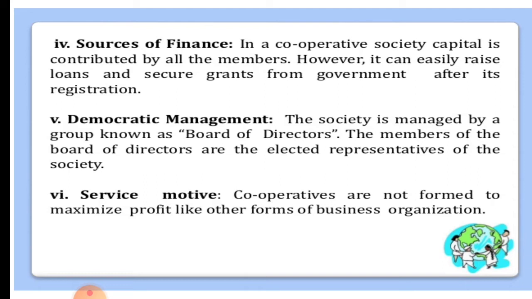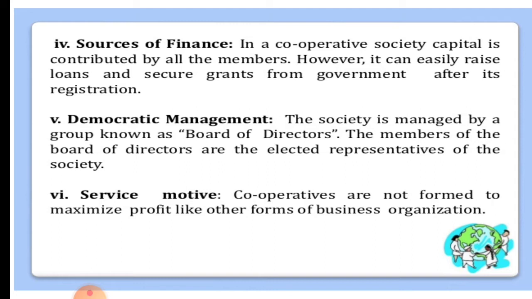The next important point is democratic management. The society is managed by a group of people known as board of directors, as in the case of joint stock companies. Same in the case of joint stock companies also, we saw that it is managed by a board of directors. Here also, the people who are the members in the cooperative society elect the members and they are called as board of directors. The members of the board of directors are elected representatives of the society. So this also has certain demerit that we'll be seeing in the demerit section.